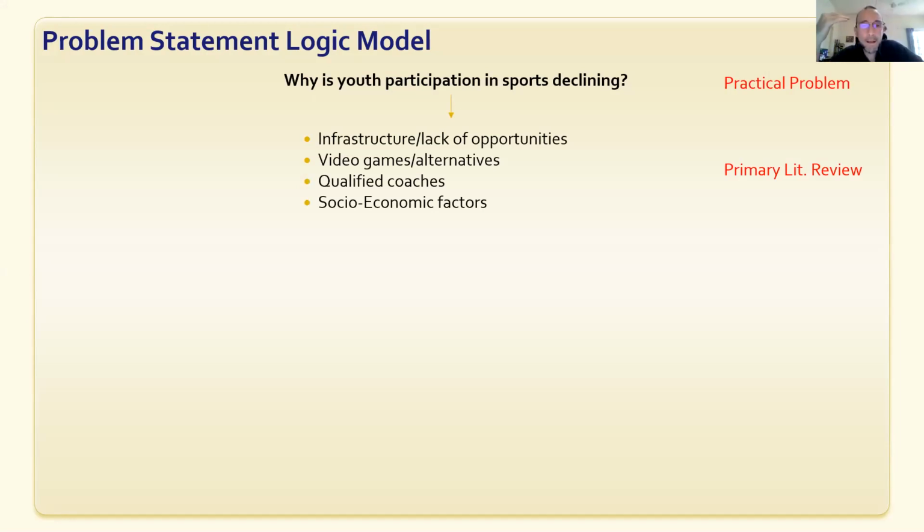One may be infrastructure, okay, poor sporting infrastructure, lack of opportunities. And this is true actually in the literature, we find that sports participation for wealthier young people is actually on the rise, but for middle and lower socioeconomic groups, sports participation is declining. So that may have something to do with infrastructure, and that's what scholars have hypothesized.